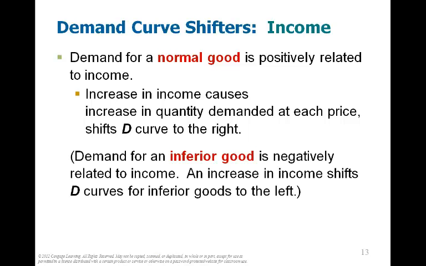So if my income went up, I would buy more nice cars, I would buy more meals in restaurants, and so on. For an inferior good, it's the opposite. So these are things where if your income went up, you would buy less of them. So these are things like ramen noodles or other products where if your income went up, you'd purchase fewer of them. Right? So for a normal good, notice that if your income increases, your demand increases. For an inferior good, if your income increases, your demand decreases.